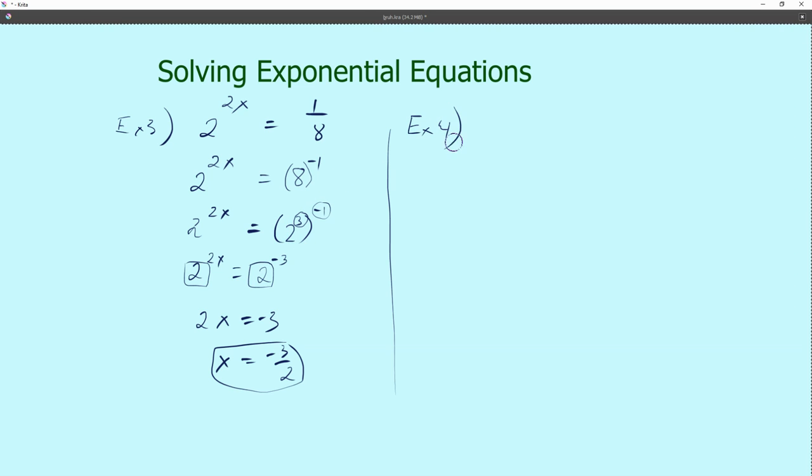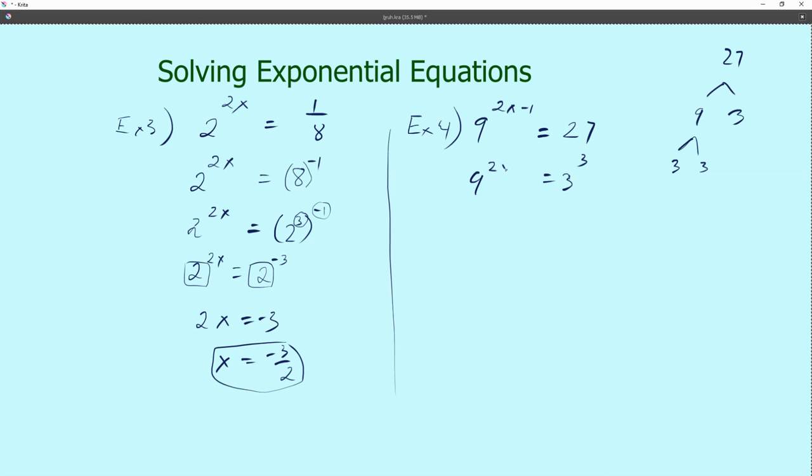Okay, I want to do another one so you guys can get better at this. I have 9 to the 2x minus 1 is equal to 27. If I break 27 down, I'm going to have 9 times 3. So I don't have 9 to a certain power. It's 9 times 3, so that won't work. So I'm going to break the 9 down some more. I have 3 times 3 times 3. So I have 3 to the third power is 27.